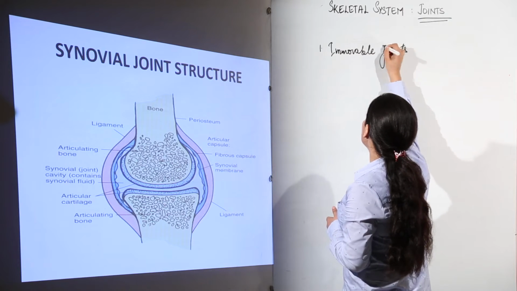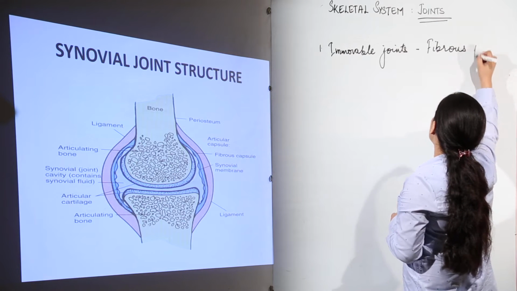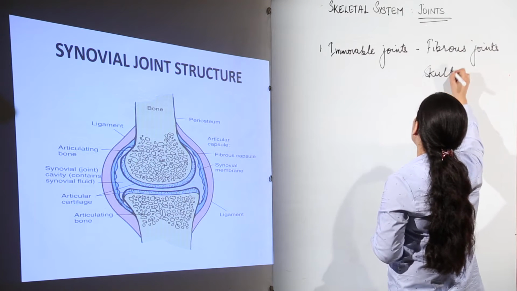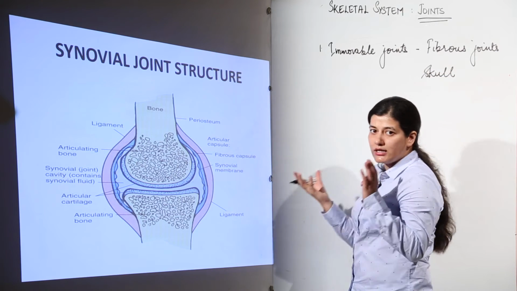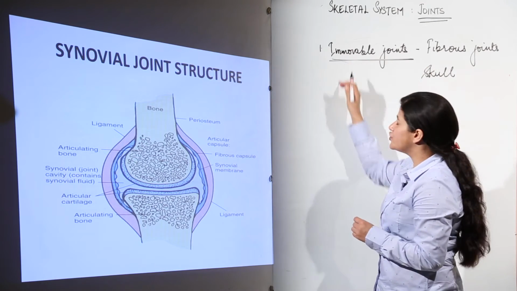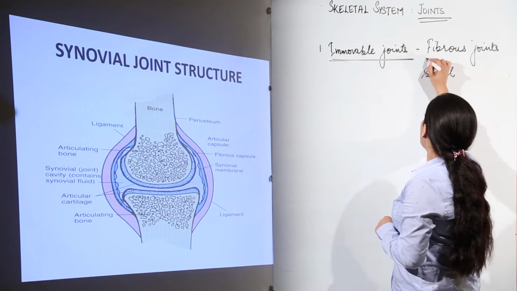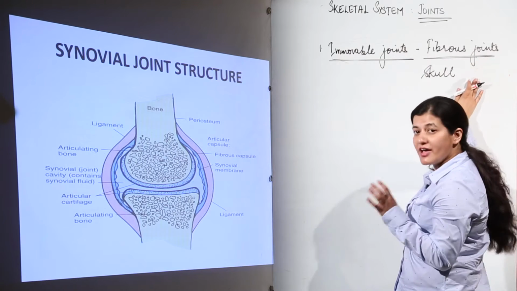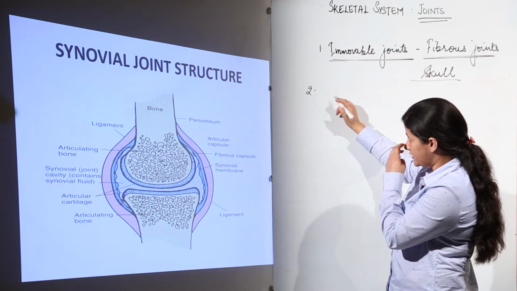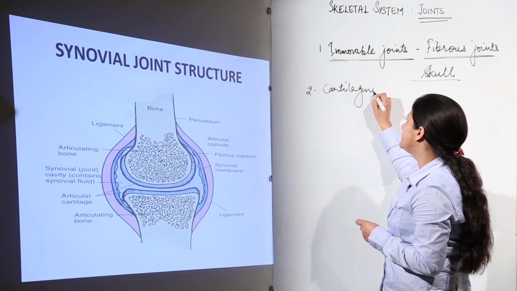First one is immovable joints, and the other name for these is fibrous joints. Example is those present in your skull. You cannot move your skull at all because the sutures which are present in the skull, which join the bones of your skull, are immovable and they are formed by fibrous connective tissue, and those are fibrous joints which are present in the skull. The second type of joints is cartilaginous joints, which are slightly movable.